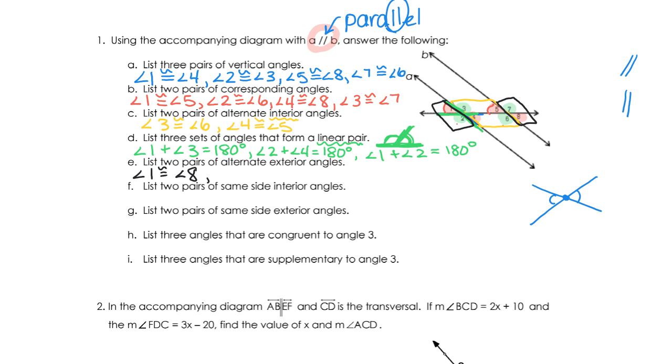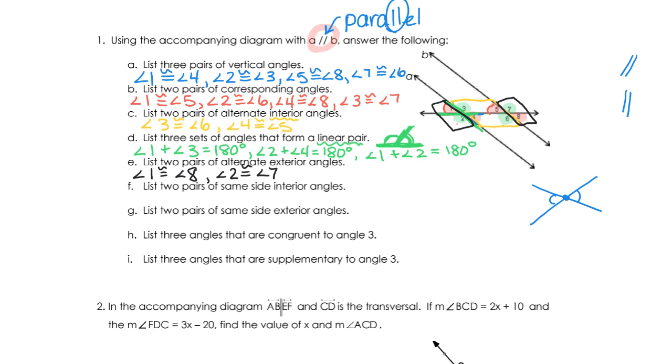Okay? The other pair of alternate exterior would be angle 2, and on the other side at the other end would be angle 7, and notice they're the same color as well. They're both highlighted green in my picture, so they're congruent. Okay? Part F, they want you to list two pairs.